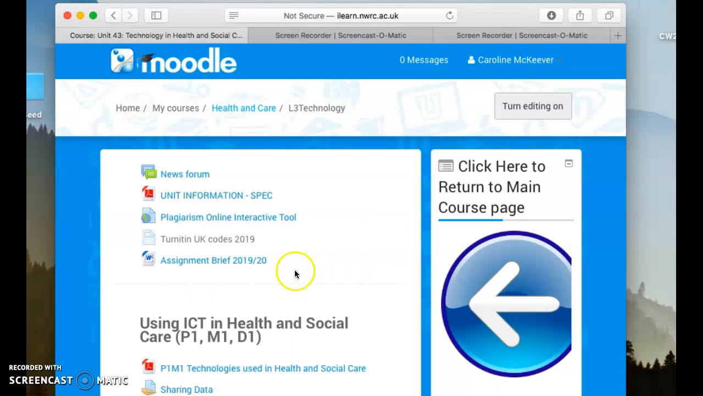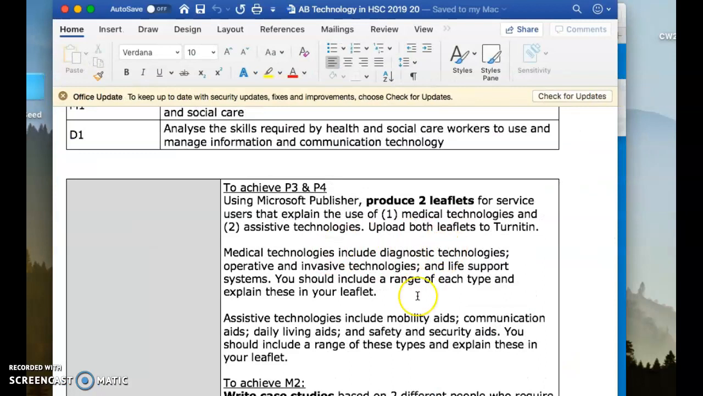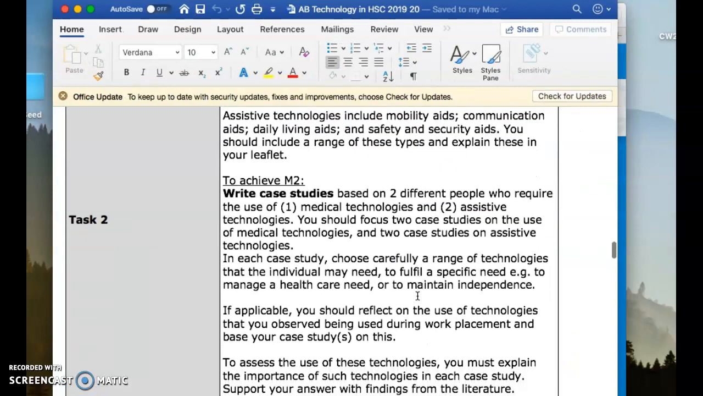Now, in terms of M2, so when I open up the assignment for P3, P4, and M2, it says write case studies. Now, it is essential, this is really important, that you write in total 4 case studies. And the case studies are made up. Be creative, but also try to be realistic. So write 4 case studies.